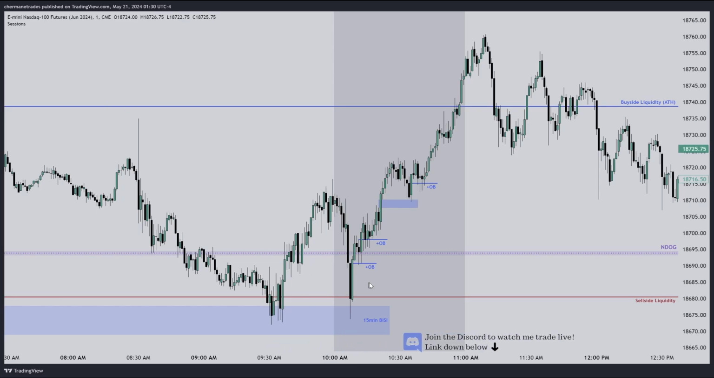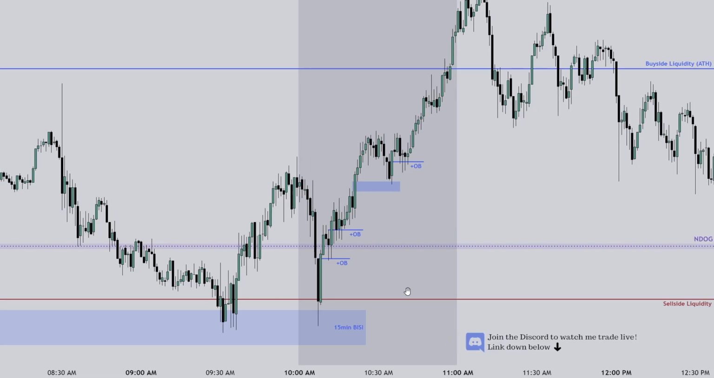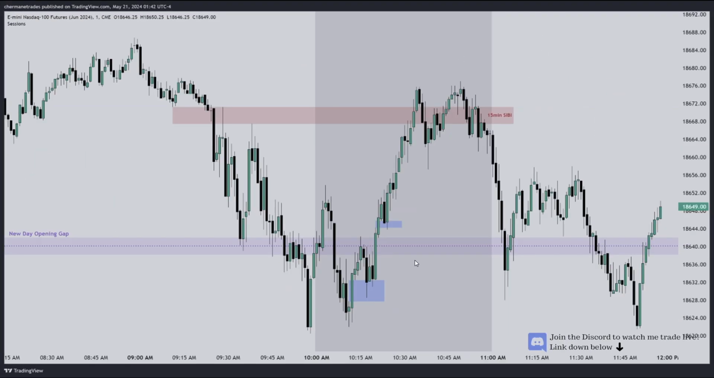All right. I believe I have a couple more examples, then we'll move on. Here again, new day opening gap. Consolidating through it, consolidating. We blast through it. I'm comfortable taking this buy.